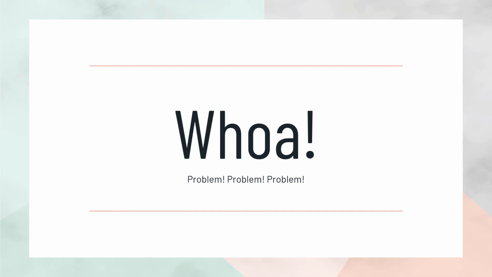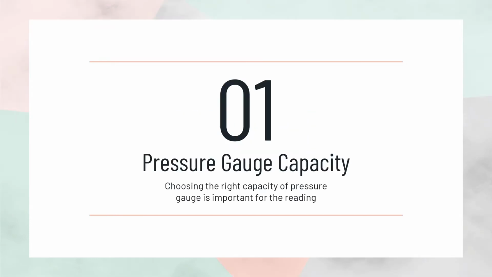Now we come to the problem analysis. During our experiment, there were some problems that we faced, and in this section we will analyze what made our system not work. Our first problem is the pressure gauge capacity. Our setup didn't work with the analog pressure gauge because of its capacity.